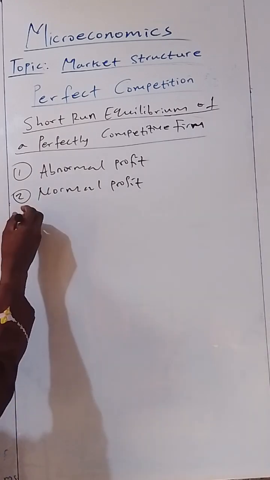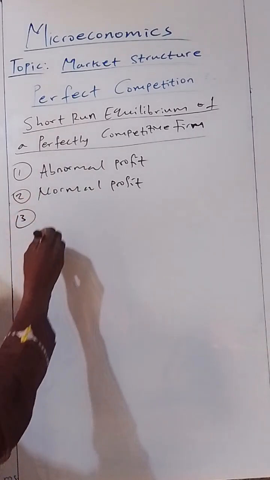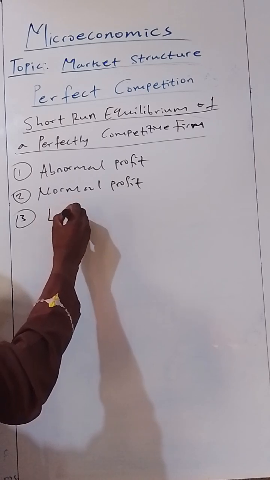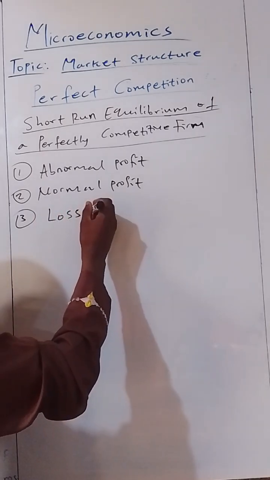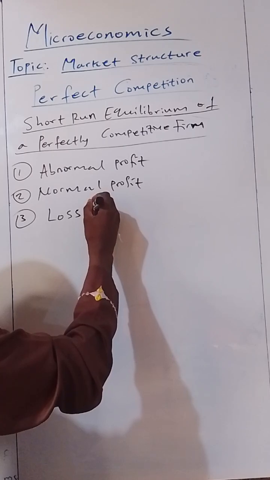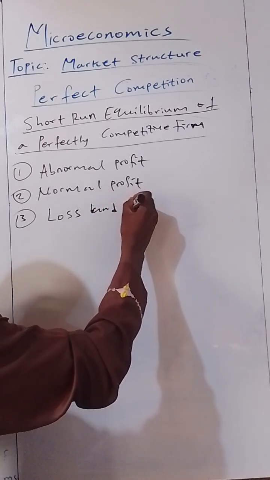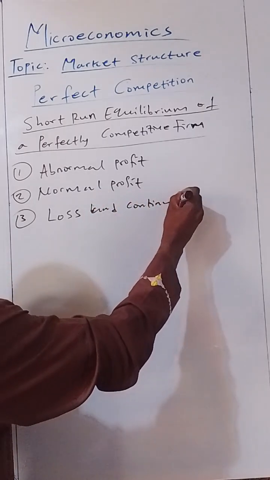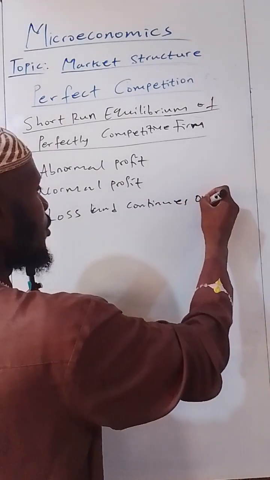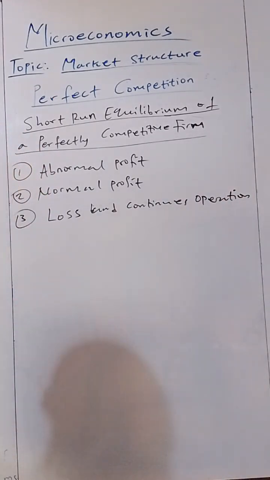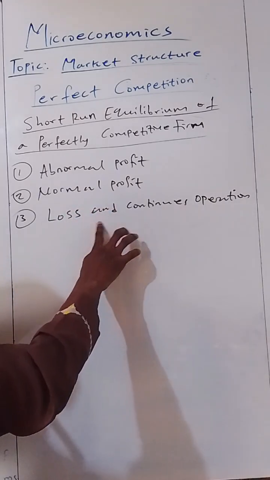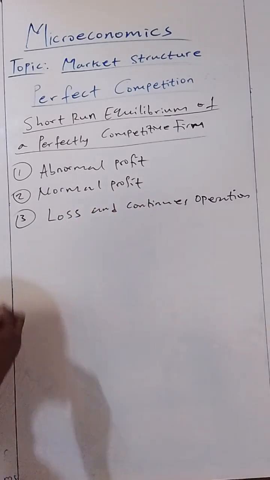Now, three, we say the firm can make loss and continue operation. The firm can make loss in the short term and still stay in the business. That's what we are saying.